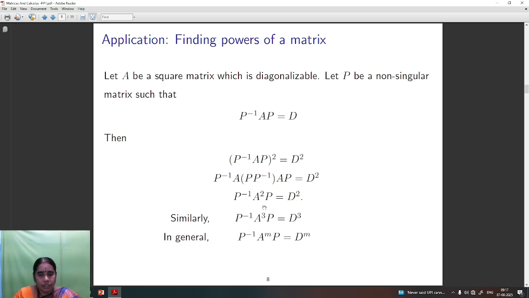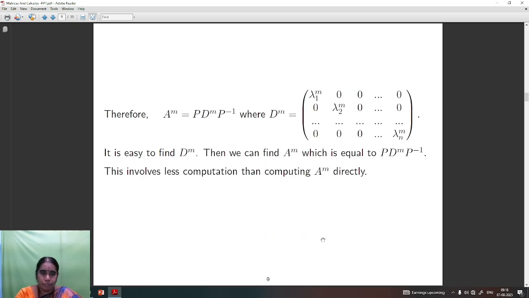Similarly, on cubing both sides, we get P inverse A cube P equal to D cube. Going in the same way, in general, P inverse A power m P can be calculated as D power m. Therefore, A power m is nothing but P into D power m into P inverse, where D power m is nothing but the diagonal matrix having the diagonal elements as the eigenvalues of the matrix A raised to the power m.